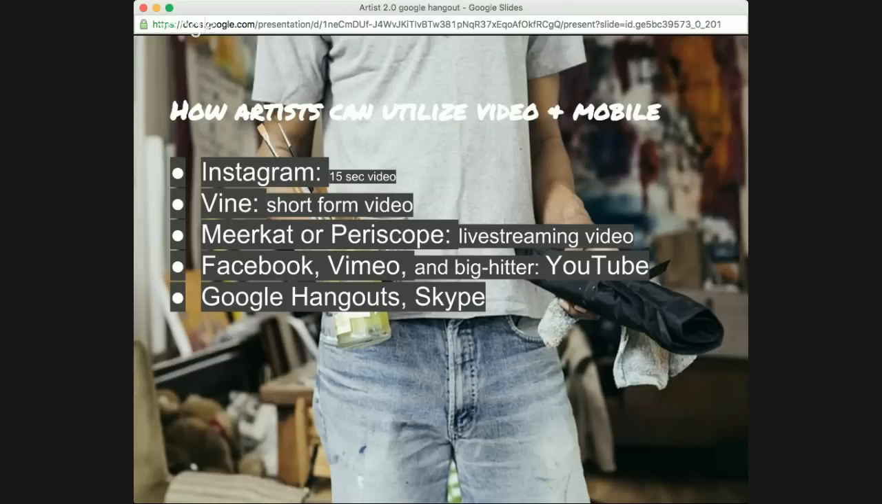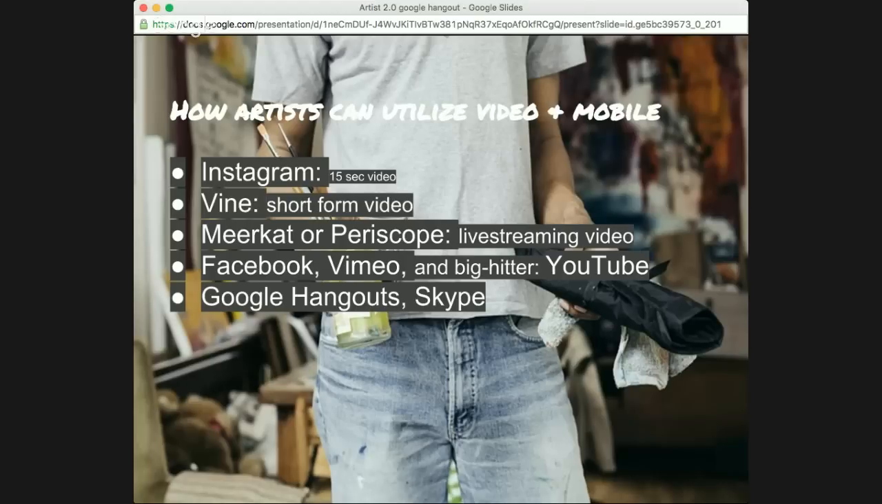So here are some very popular apps. They are either completely mobile-based or they are online. Like, for example, you see Google Hangouts right here. Google Hangouts or Skype or Twitch, which I don't mention right here, are some really great live-casting, webcasting tools if you want to hold a Q&A or do a live painting or workshop with your fans. And there are ways to actually broadcast privately.